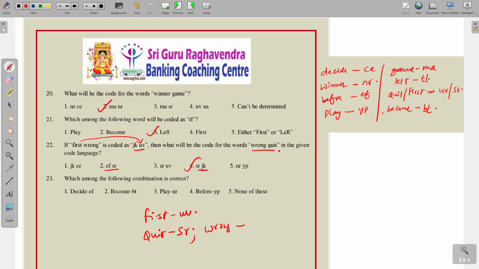Which among the following combinations is correct? Decide is EF, so not correct. Become BT is also not correct. Play and NR, and before YP, so before YP is not correct. None of these is the answer.